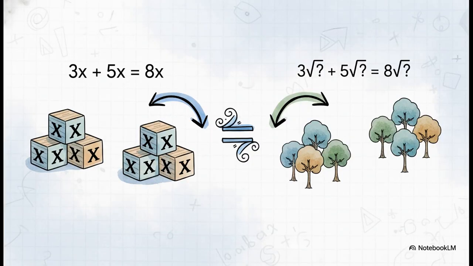Here it is. This is the big secret, and honestly, it's a total game changer. If you understand that 3x plus 5x equals 8x, you can totally master this. We're just going to treat that radical part, the square root of 2 or the square root of 5, exactly like it's a variable. Seriously, that's the whole trick.